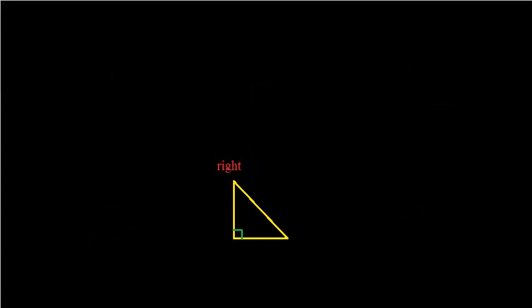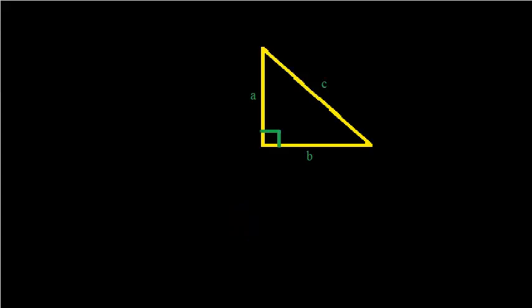The easiest triangle to work with is a right triangle, so we're going to take a look at some interesting facts about that. If I label the sides of this right triangle A, B, and C, C here is called the hypotenuse. The hypotenuse is always the side that is opposite the 90-degree angle, and we'll always call that hypotenuse C.